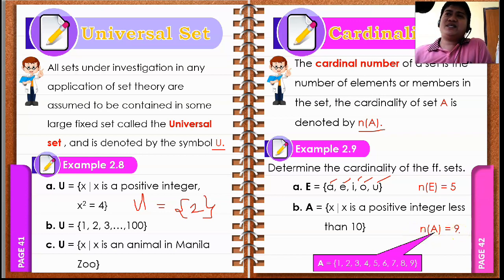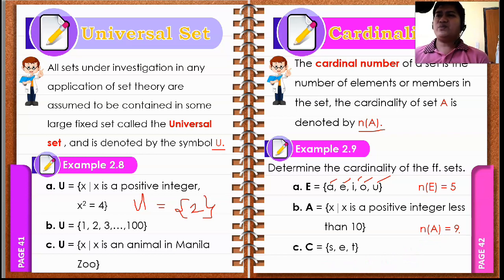So it's very easy to determine the cardinality of a set. In other words, just count the number of elements in a given set. Usually you can get the cardinality if the given set is a finite set. Because if the given set is infinite, then we cannot count the elements of those sets.